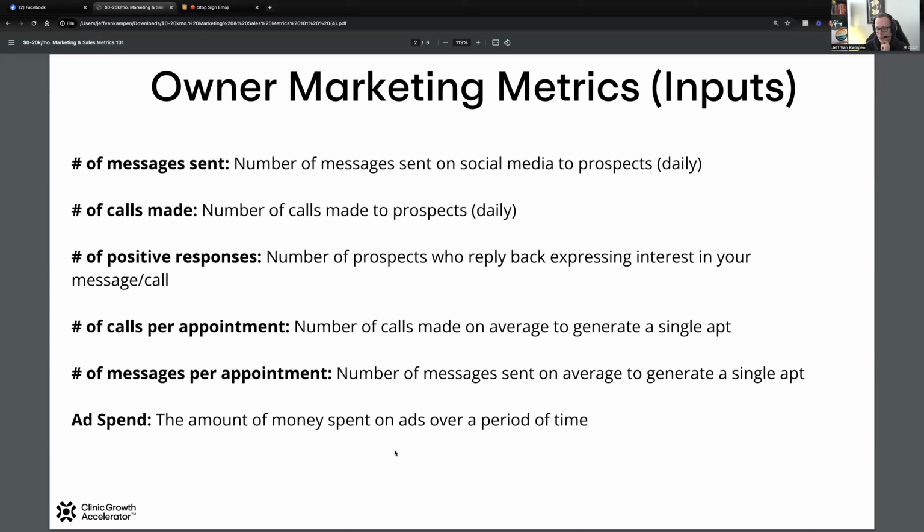Now a system becomes really, really effective when we do a mix of all of this stuff. When we send messages, when we make calls, when we run ad spend, you typically don't want to rely on one pole in the water. You want to have a lot of poles in the water because at the end of the day, you want to be a wise fisherman. If you only have one pole in the water, you might go hungry, versus if you have 12, you're probably going to catch a fish every day, you know? So those are all inputs we want to first consider when we're looking at owner marketing metrics.